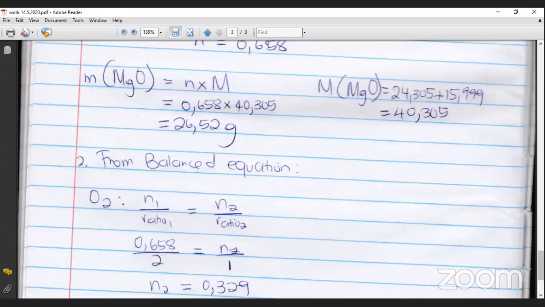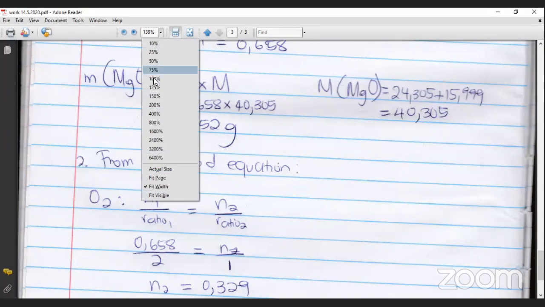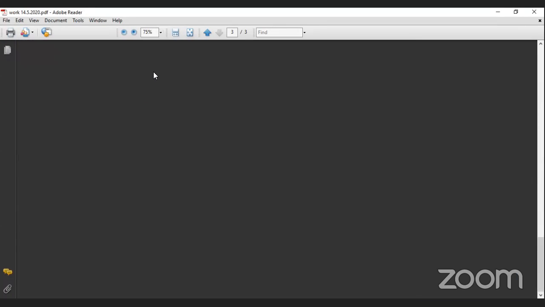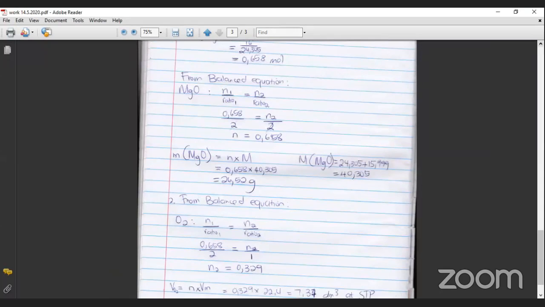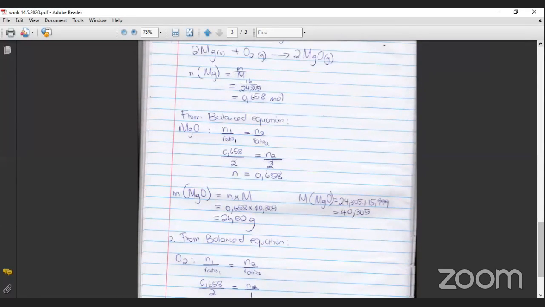Gosh, the screen is too small. Let me just try and minimize the screen, maybe to 75. Yes, this is so much better. Okay, yes. You see what's happening here?